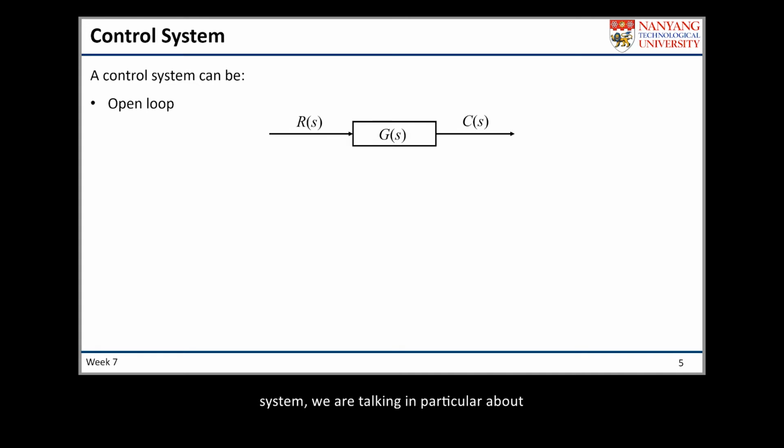Talking about system, we are talking in particular about a mechanical system here. Talking about mechanical system, there are two different types of system that you might encounter. The first one, from the perspective of controller, of course, is an open loop system. Please don't get confused with the terminology of open loop transfer function in our closed loop feedback system. What I mean by open loop system here is a system that is not controlled.